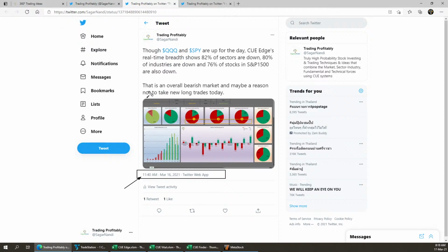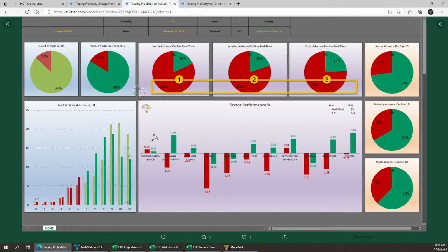Now, once again, when yesterday people were talking about follow through day and whether they could buy breakouts yesterday, I watched several things. One was Q Edge, and Q Edge was showing as of that time, 11:40 a.m. Eastern Standard Time, 82% of sectors were down. 80% of industries were down, 76% of stocks were down. That was a bearish market. No second thought about that.